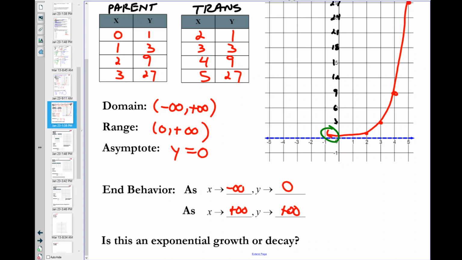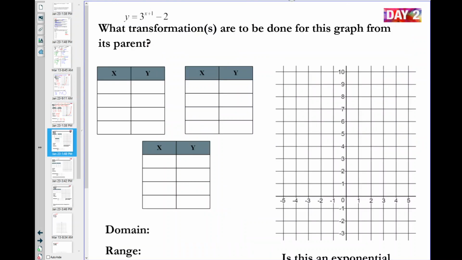We already answered the last question. We answered at the top. Is that a growth or a decay? It's a growth.